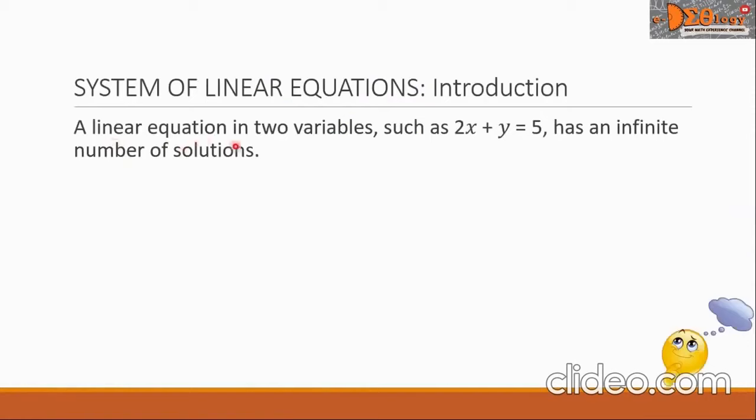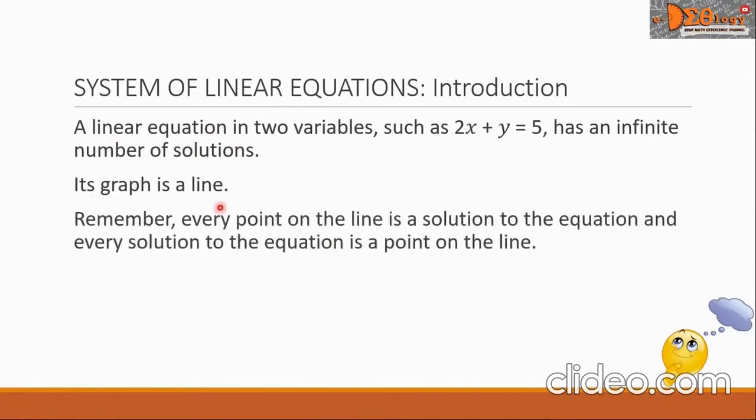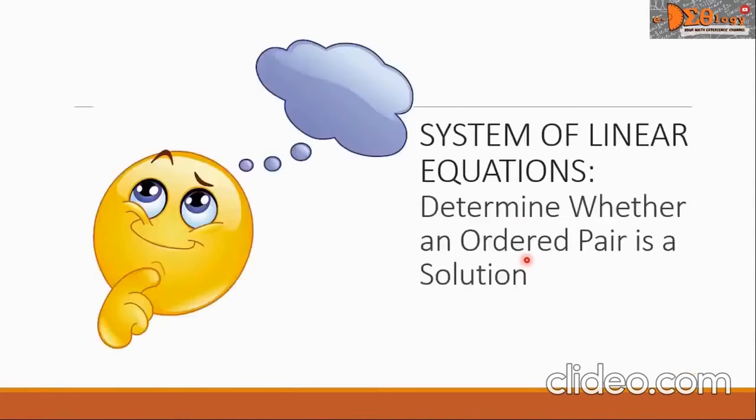A linear equation in two variables such as 2x plus y equals 5 has an infinite number of solutions. Each graph is a line. Remember, every point on the line is a solution to the equation, and every solution to the equation is a point on the line. Let us determine whether an ordered pair is a solution.